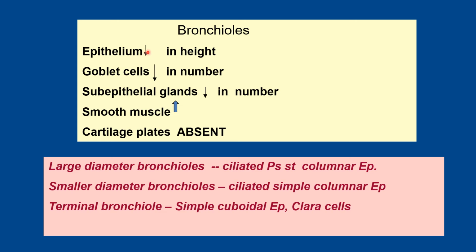So epithelial height decreases. The goblet cell number also decreases. Subepithelial glands also decrease in number. Smooth muscle increases. Cartilage plates are absent. The large diameter bronchioles have pseudostratified ciliated columnar epithelium. The smaller diameter bronchioles have simple ciliated columnar epithelium, and the terminal bronchiole has simple cuboidal epithelium, and Clara cells start at the bifurcation of the terminal bronchiole.